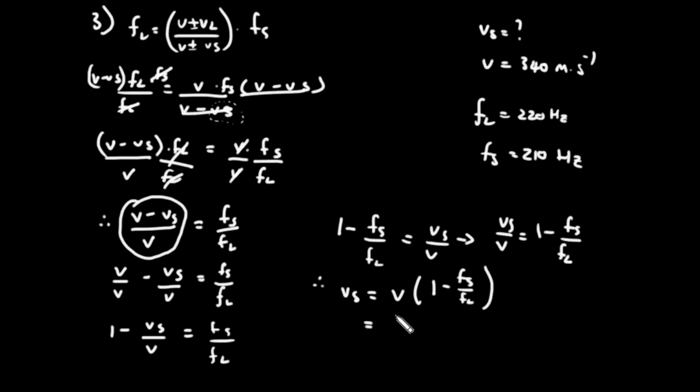Which equals, we know what V was equal to, 340, times 1 minus the frequency of the sound source, which was 210, over 220. And if we put that in on our calculator, therefore Vs is equal to 15.5 meters per second. All right, that was 3a. Perfect, and that's how we calculate that.